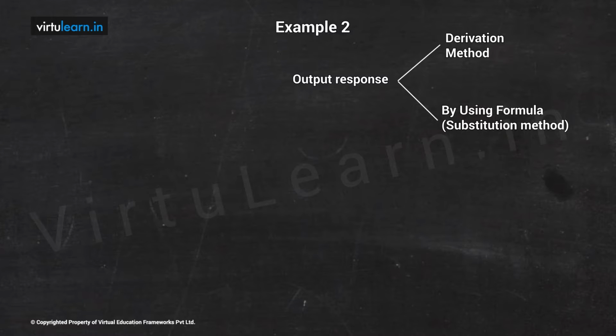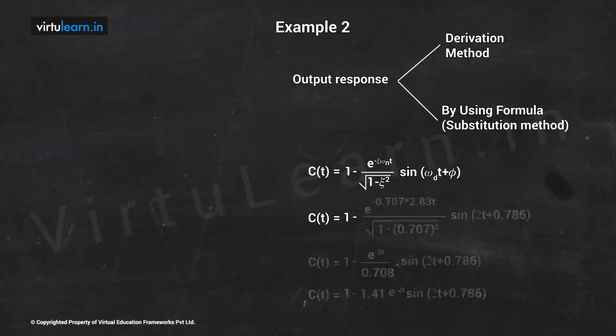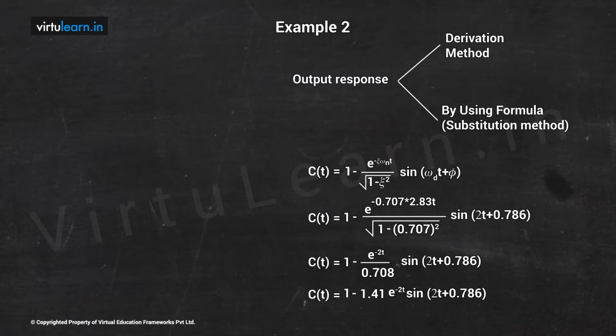Secondly, the formula is available to us. Why can't we use the formula? Since we have the formula, directly we substitute zeta, omega n, omega d as well as phi, then you can obtain the time response or output response of the system. Let us substitute the things here. We know the formula C of t is 1 minus e power minus zeta omega n t divided by square root of 1 minus zeta square, sine of omega d t plus phi. So all the things are available. Let us substitute here, then find out what is the C of t expression. It goes like 1 minus 1.41 e power minus 2t sine of 2t plus 0.786. So this is the complete response of the system which we have taken.